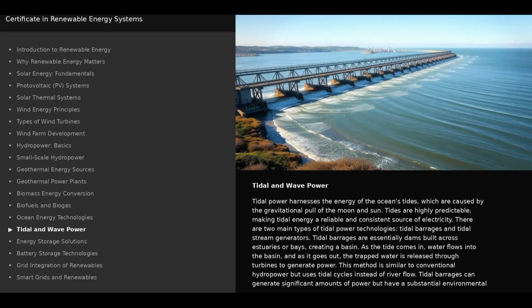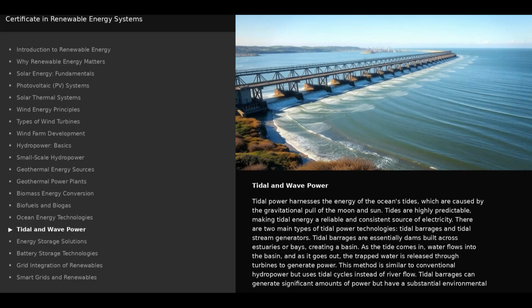Tidal and wave power. Tidal power harnesses the energy of the ocean's tides, which are caused by the gravitational pull of the moon and sun. Tides are highly predictable, making tidal energy a reliable and consistent source of electricity. There are two main types of tidal power technologies: tidal barrages and tidal stream generators.